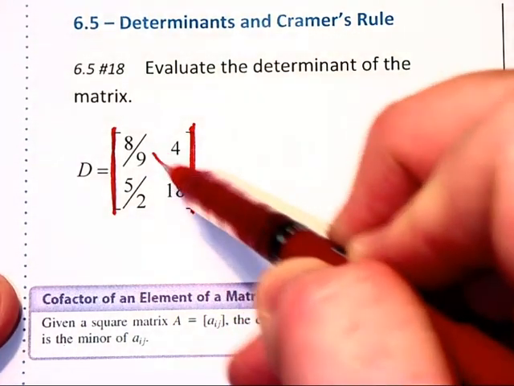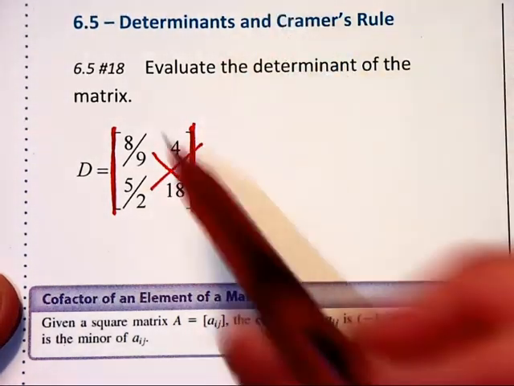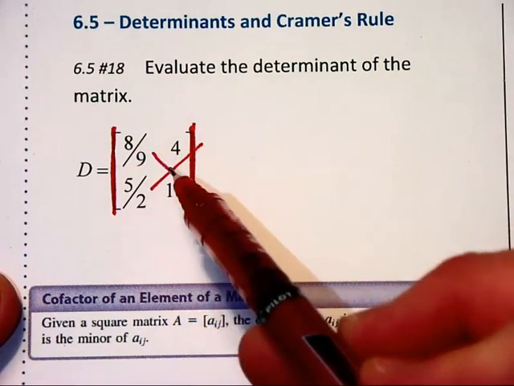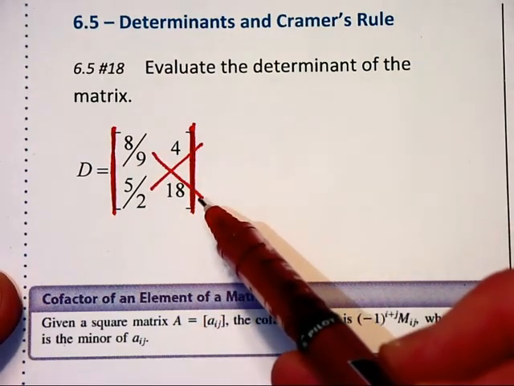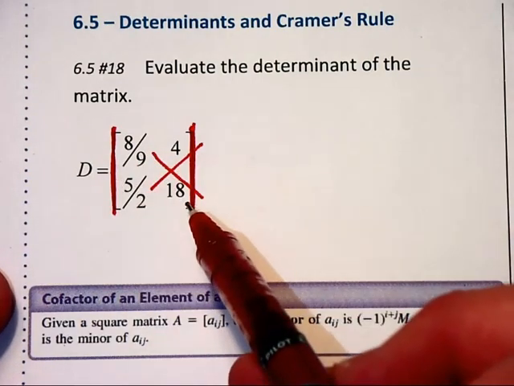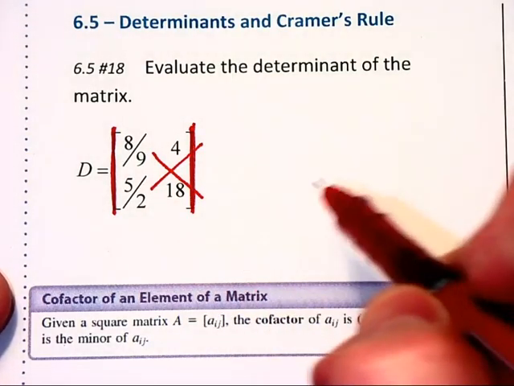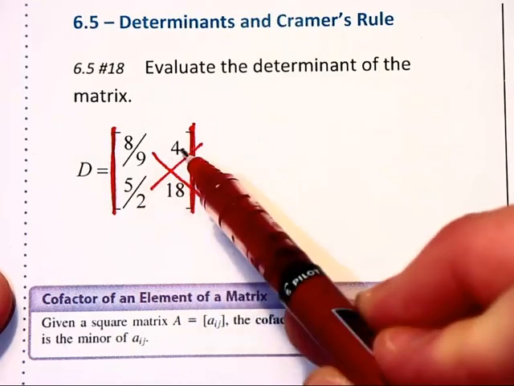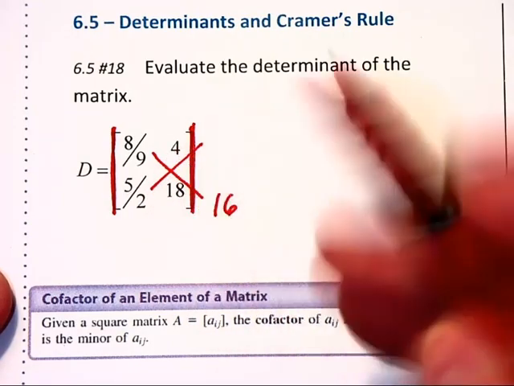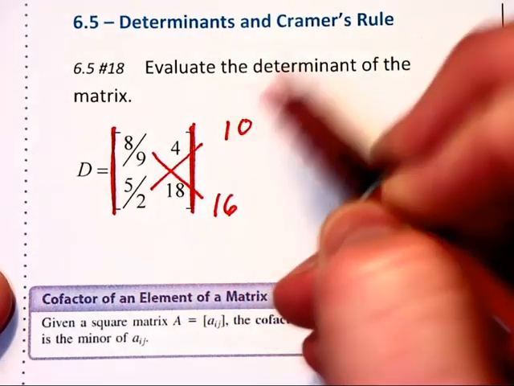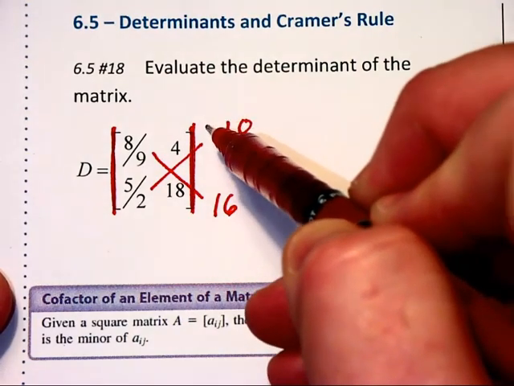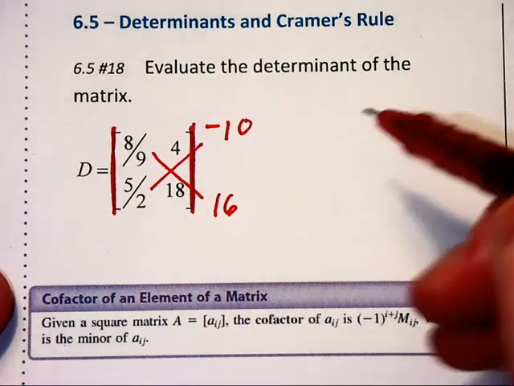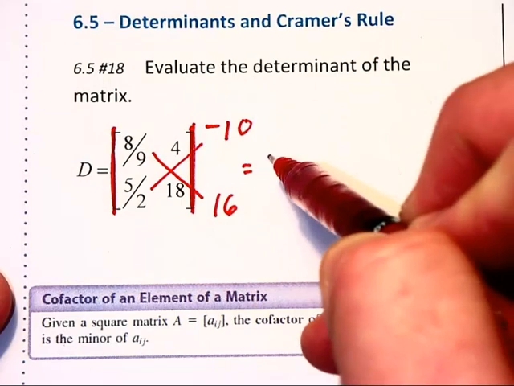We multiply each diagonal. This diagonal, the first one, is 8/9 times 18. The 9 will cancel with the 18, giving me 2 times that 8. I'm going to have 16 on that diagonal. 5 halves times 4 is 20 over 2, which is 10. And I change the sign of that diagonal to a -10, and then add these two together to get 6.